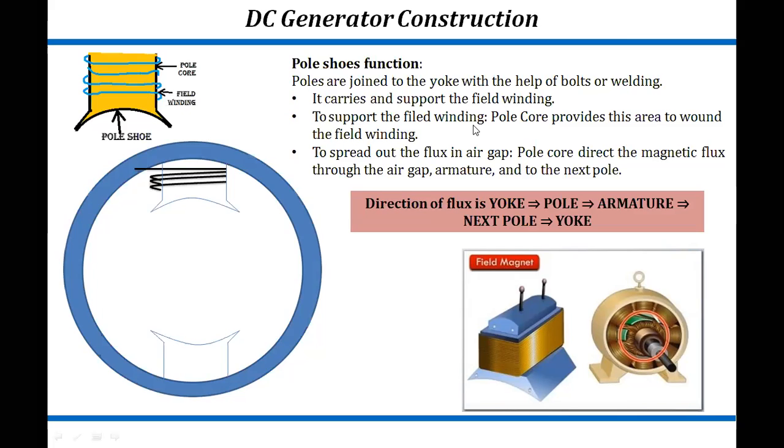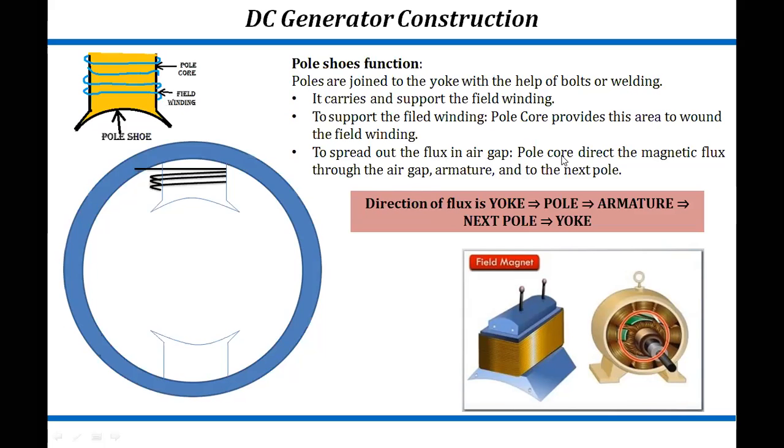So to support the field winding, the pole core area will be provided to the field winding and to spread out the flux in the air gap, because when we put the conductor in the magnetic field, at that time according to Faraday's law, flux will be produced. And to spread out this flux in the air gap, because if you see the construction of the DC generator, you will see there is an air gap. So we can say to spread out the flux in the air gap, pole shoes are available.